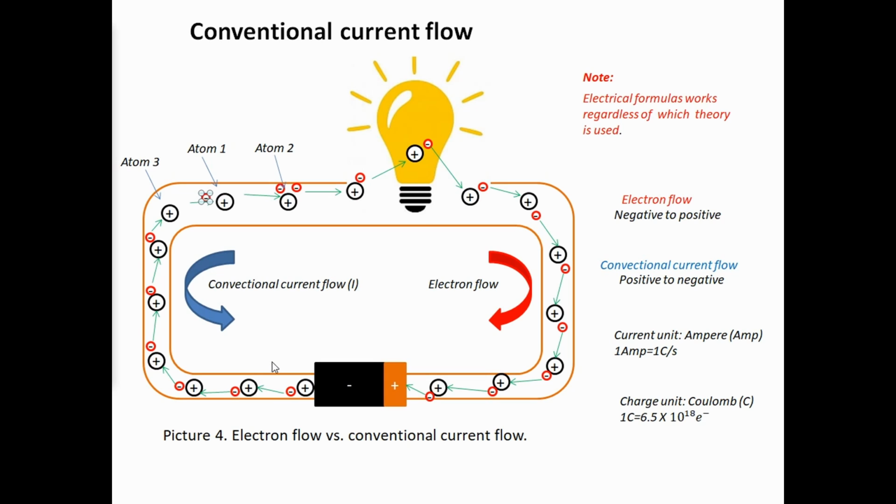From now on, when we talk about currents, we are referring to conventional currents. If we want to talk about electron currents, we are going to use the words electron currents or electron flow.